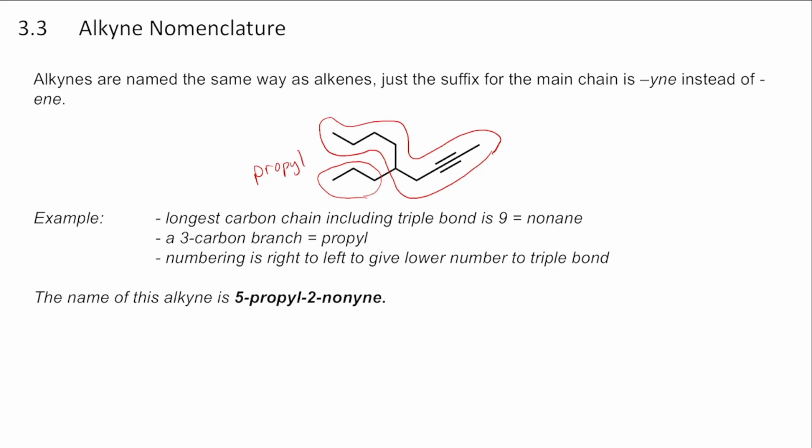Why is it propyl? Well, it would be propane if it's 3 carbons, but because it's a side chain, we call it propyl. So we're going to number it starting from the right. 1, 2, 3, 4, 5, 6, 7, 8, 9. So this becomes a nonyne. And we're going to put a 2 in front of the nonyne to indicate the position of that carbon-carbon triple bond. In front of this, separated by dashes, we're going to list the position of the side chain, which is the propyl. So we're going to have 5-propyl-2-nonyne, which you see down here.